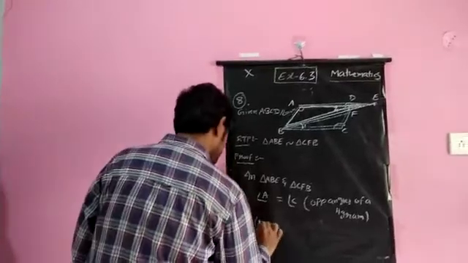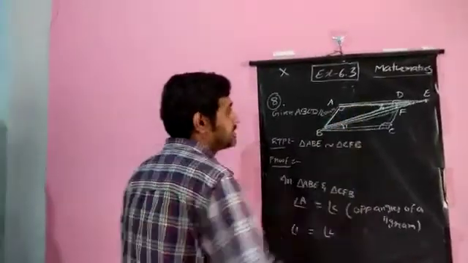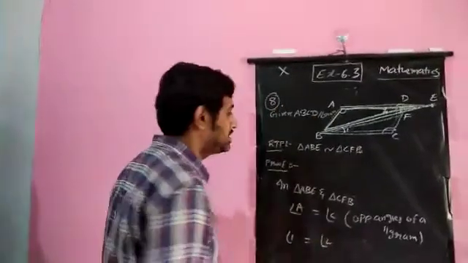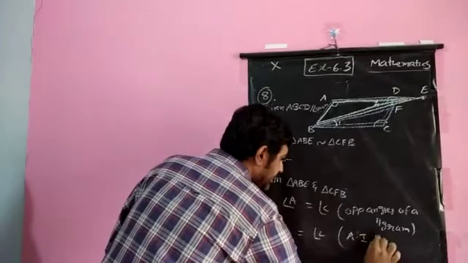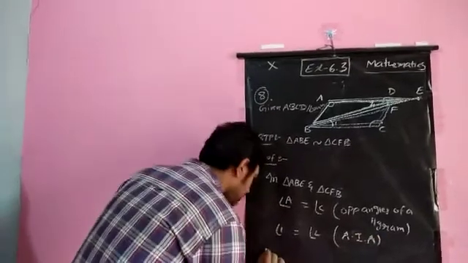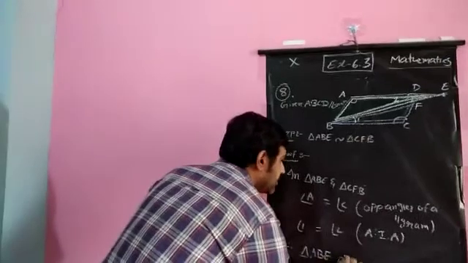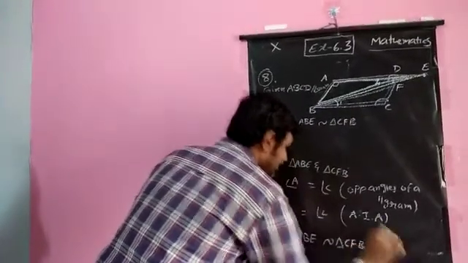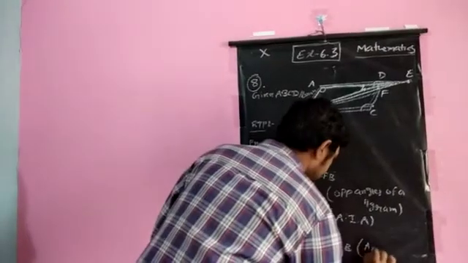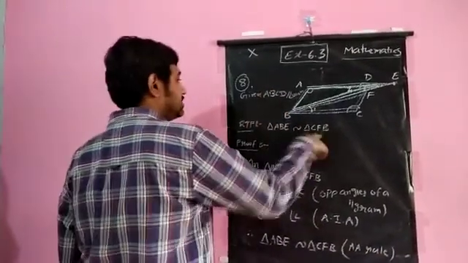One more, angle 1 equals angle 2. In the figure, you have to mention which one is angle 1 and which one is angle 2. Drawing in your notebook, you mention that angle 1 equals angle 2, because alternate interior angles are equal. Therefore, triangle ABE is similar to triangle CFB by the angle similarity rule. Hence proved what they asked us to prove.